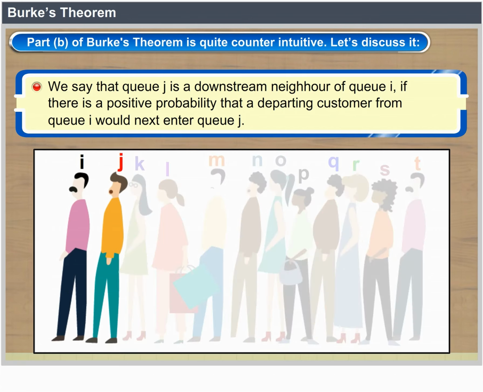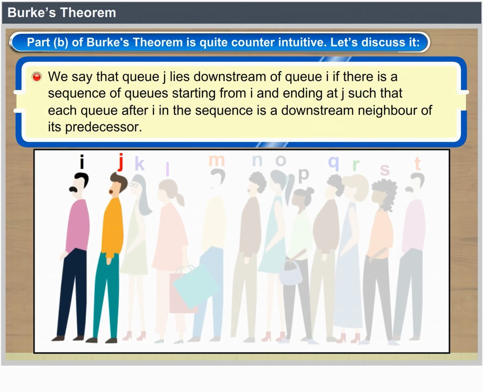We say that Qj is a downstream neighbor of Qi if there is a positive probability that a departing customer from Qi will next enter Qj. We say that Qj lies downstream of Qi if there is a sequence of queues starting from i and ending at j such that each queue after i in the sequence is a downstream neighbor of its predecessor.